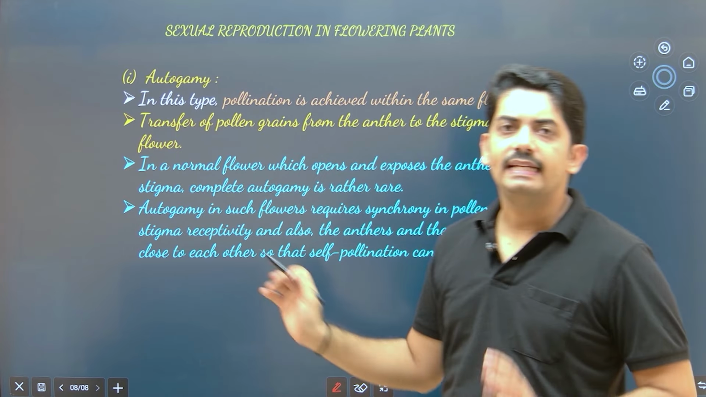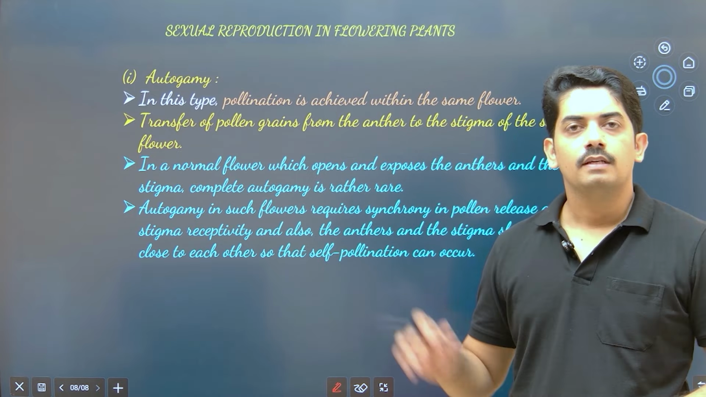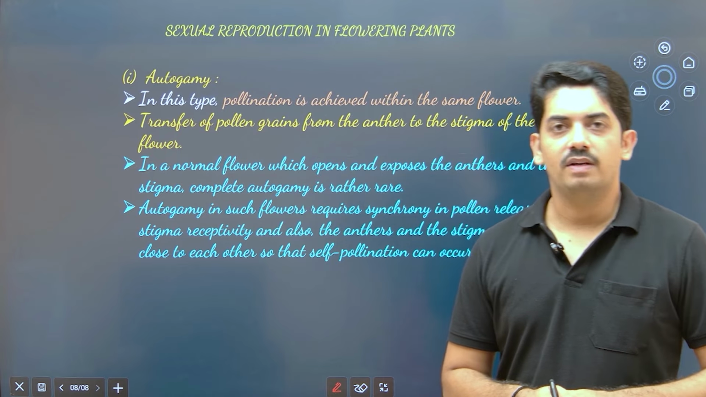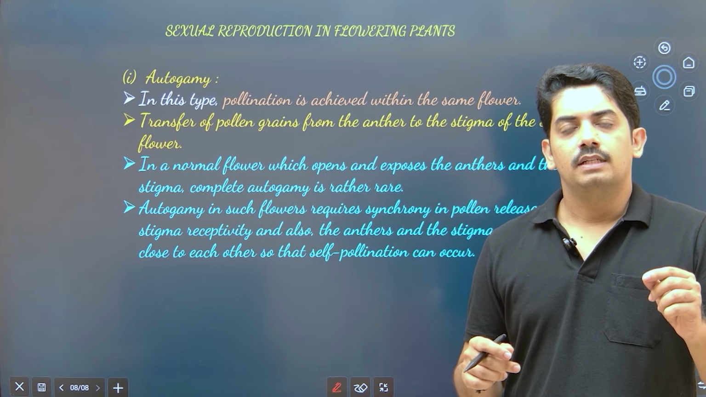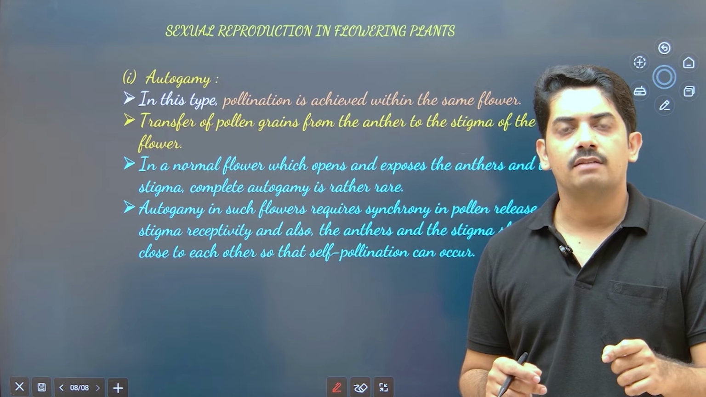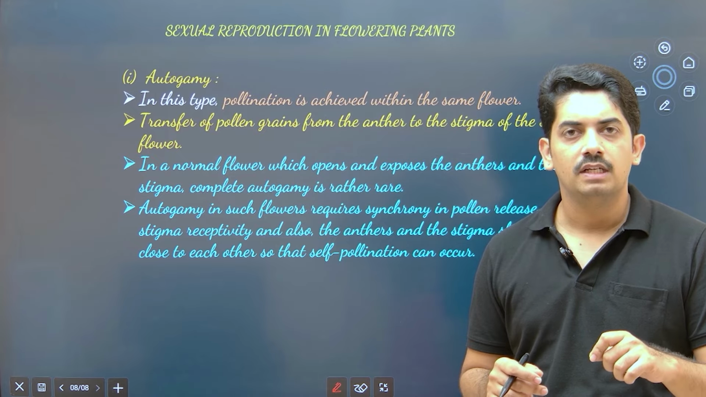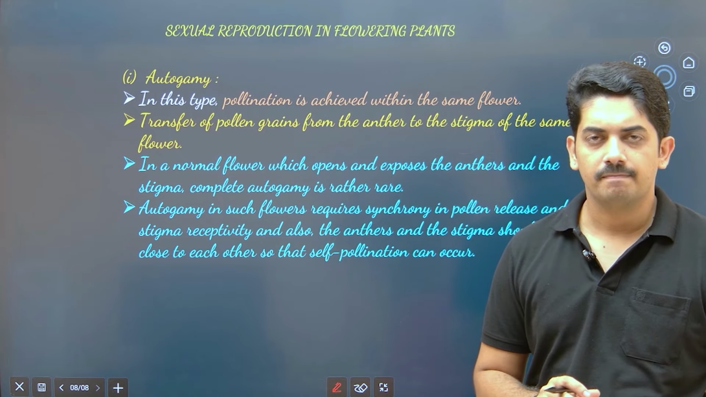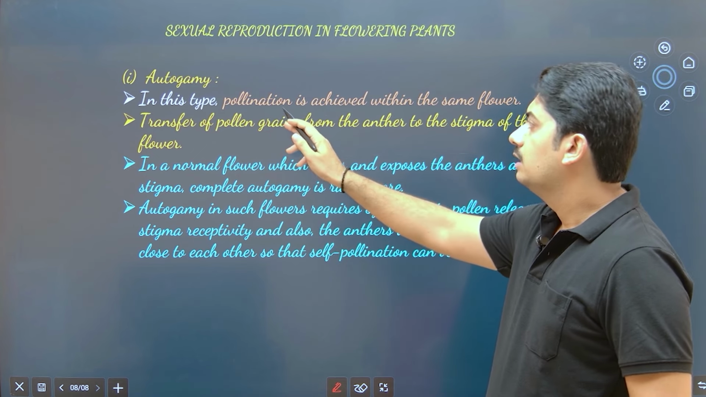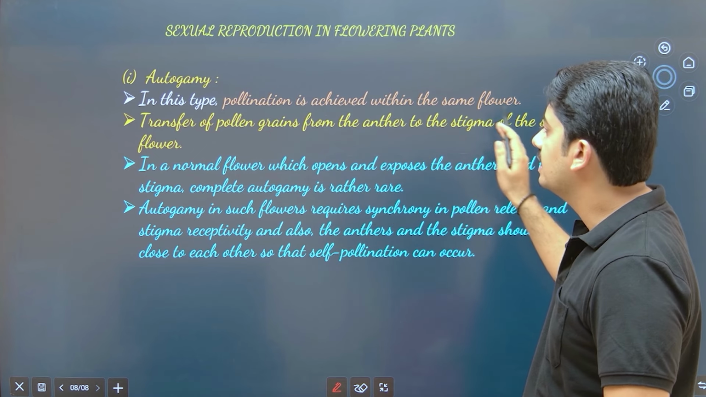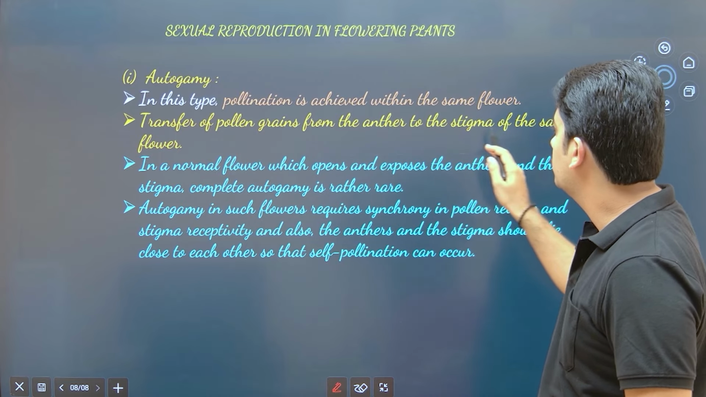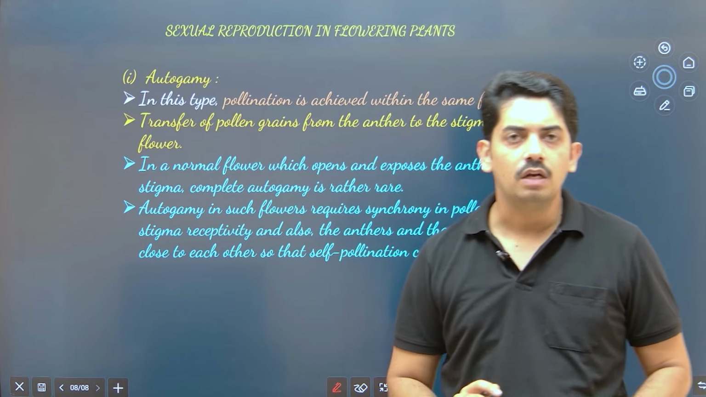Let us go in detail with the autogamy. Here the name itself indicates what autogamy means. The pollen grain of the same flower comes in contact with the stigma of the same flower and pollination takes place. So the definition is, in this type, pollination is achieved within the same flower. Transfer of pollen grains from anther to the stigma of the same flower is called autogamy.